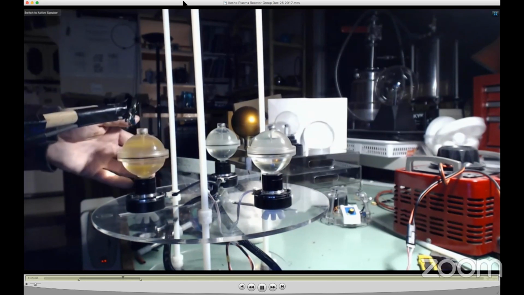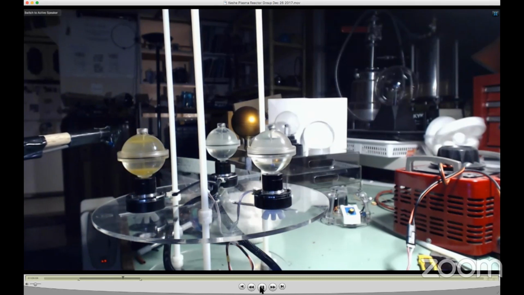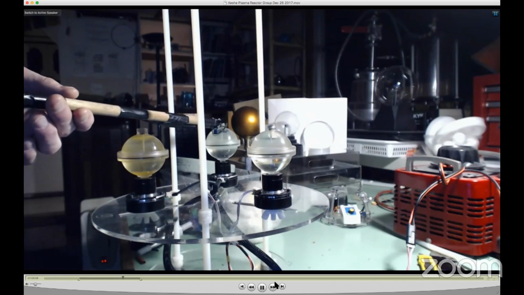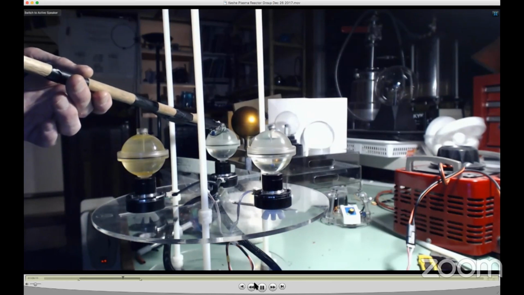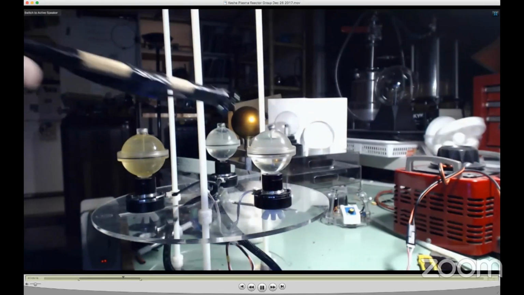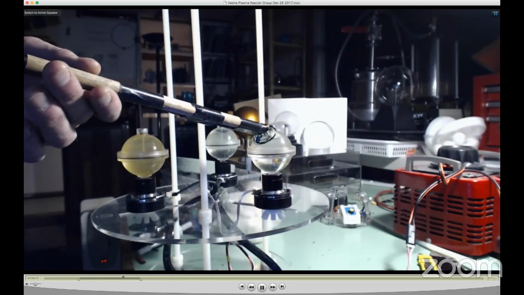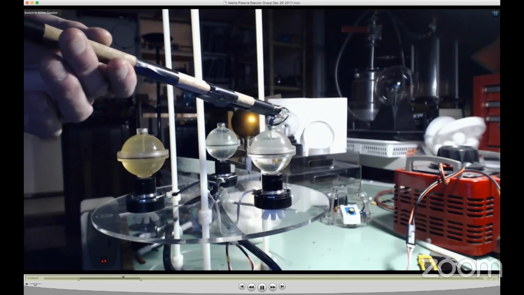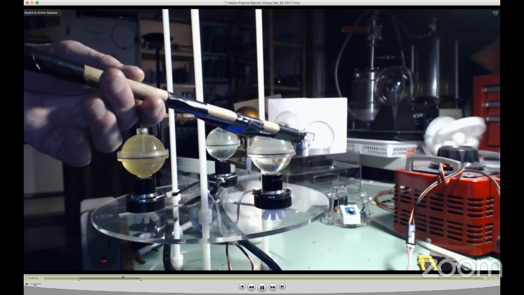May I speak? Yeah, just a second, what I was doing there was removing the charge from the sphere, thinking that it's a charged sphere that was rotating. So I was removing it with my hand to see if it made a difference. And I think I'm going to go back to it there in a second.